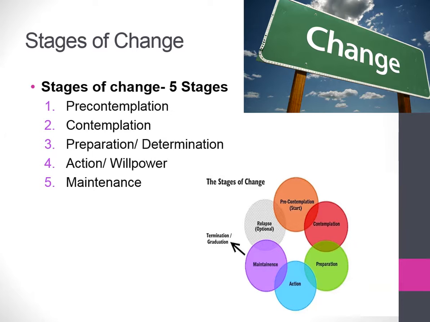The Stages of Change model describes the process in which individuals give up bad habits and adopt healthier lifestyles and ultimately change a behavior. It is comprised of 5 stages: the pre-contemplation stage, the contemplation stage, the preparation/determination stage, the action/willpower stage, and the maintenance stage.